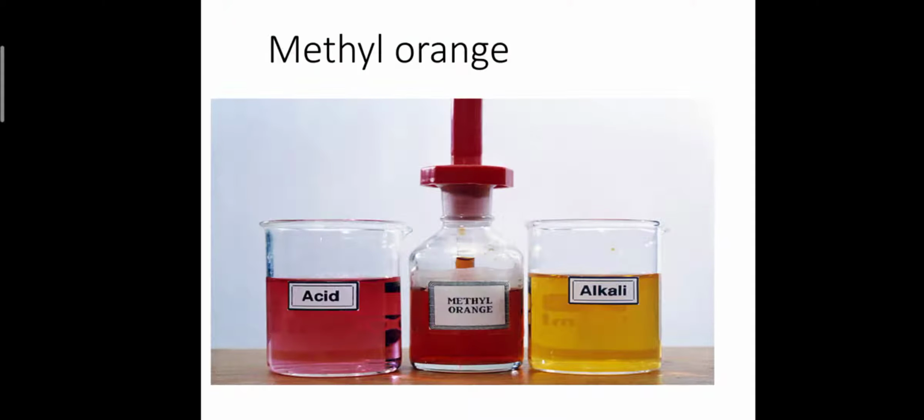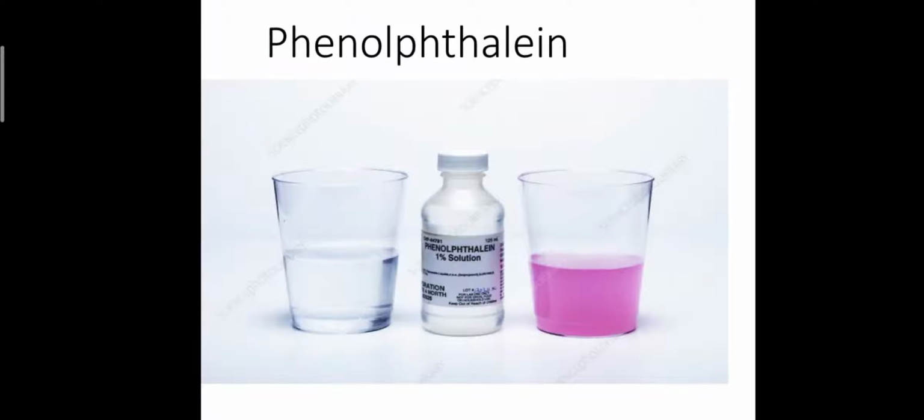Methyl orange. In alkali, methyl orange turns yellow. Phenolphthalein solution. In acids, phenolphthalein becomes colorless, and in bases, phenolphthalein turns pink.